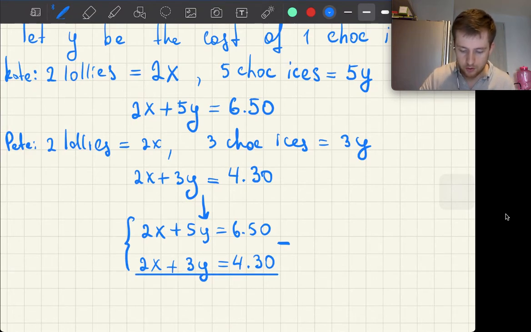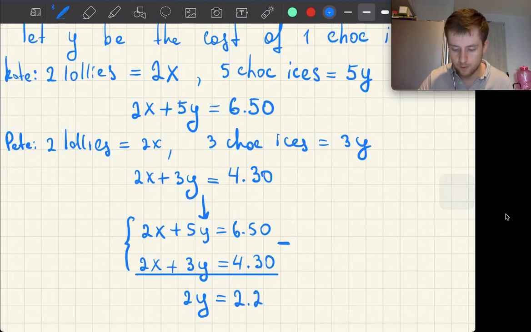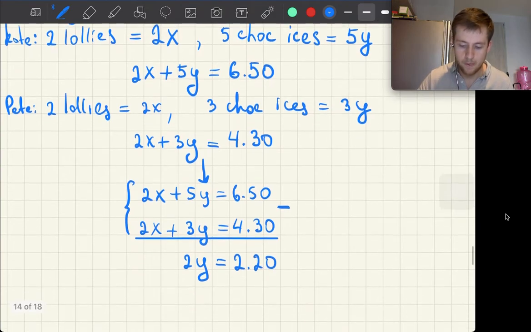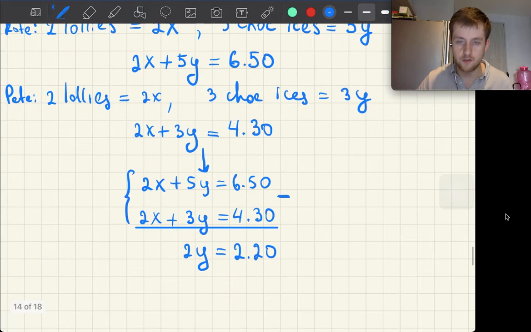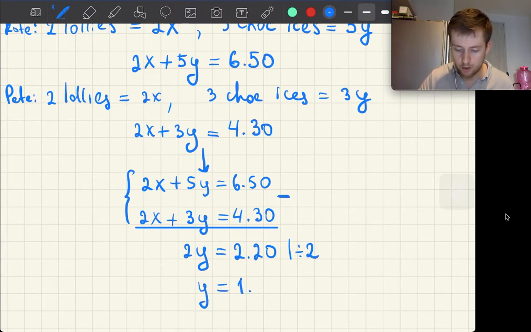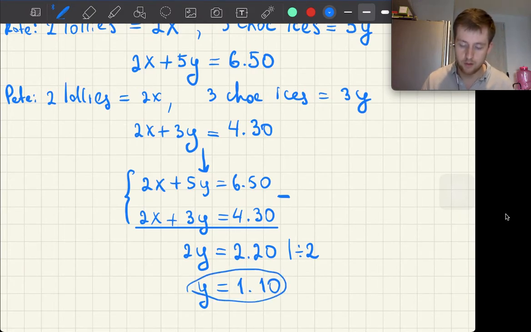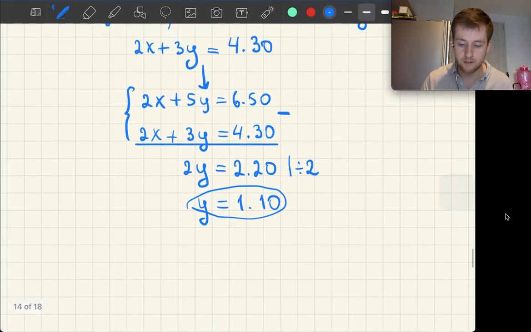2x minus 2x is 0, you get nothing. 5y minus 3y is 2y. And finally 650 minus 430 will give us 220. So 2 chalk ices is 220. Then for 1 chalk ice, we can divide both sides by 2. We would get that y equals 110. Okay, so we found y. It's 1 pound and 10 pence.